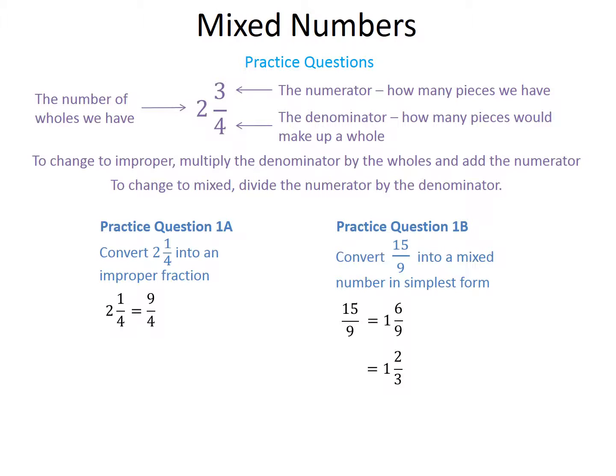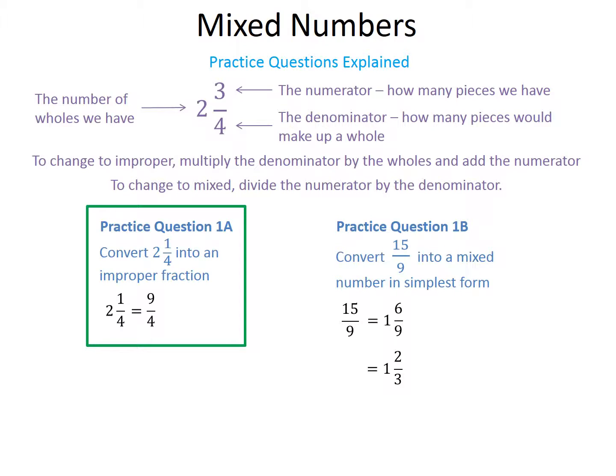There's our solutions to those questions. Now in the first one here, I wrote down the question, 2 1/4, I had to change it to an improper fraction, so I multiplied 2 by 4, that gets me 8, and I added 1, there's where my 9 comes from, and the 4 is exactly the same as over there, the denominator does not change.